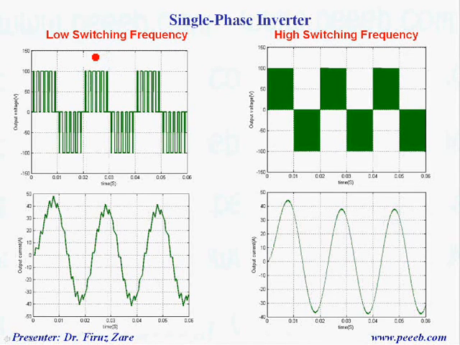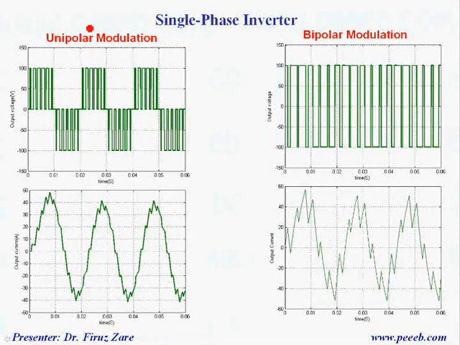When the switching frequency is low, we can see this ripple on the output current, and when we increase the switching frequency, the output current is almost sinusoidal with very low harmonics. A drawback again is that this one has more losses compared to this waveform, but the advantage is that this one has a better quality. Now let's compare unipolar modulation with bipolar, with the same voltage level and the same switching frequency.